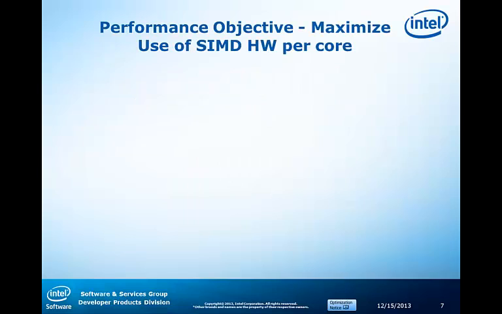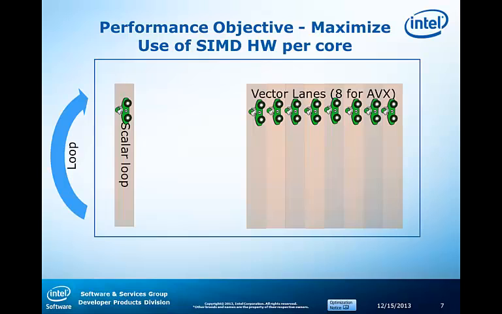Let's explore one of our big performance objectives. The objective is to maximize our use of SIMD hardware per core by using explicit vector programming methods. To understand the objective, it may be helpful to think in terms of vector lanes and to think of instructions as analogous to race cars traveling in these lanes. A vector lane represents the number of concurrent operations that can be computed per core or per thread using SIMD hardware. Each of these graphics represents a single thread.